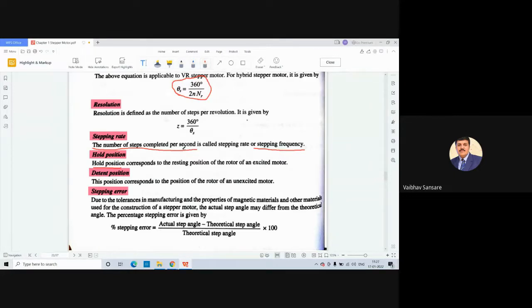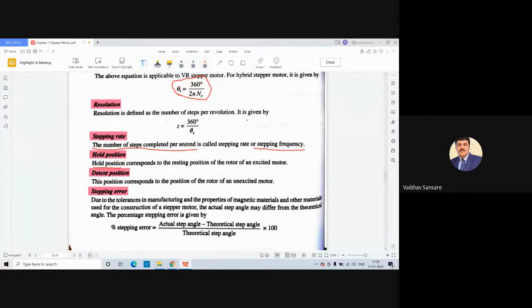Reverse to this hold position, there is a detent position. So what is detent position? Detent position generally corresponds to the position of the rotor when the stator winding of that particular motor is unexcited. That means when we disconnect the stator winding from supply, whatever rest position of that rotor is there during such unexcited condition is generally termed as the detent position of a stepper motor. So hold position corresponds to the excited stator, and detent position corresponds to the unexcited motor or unexcited stator.